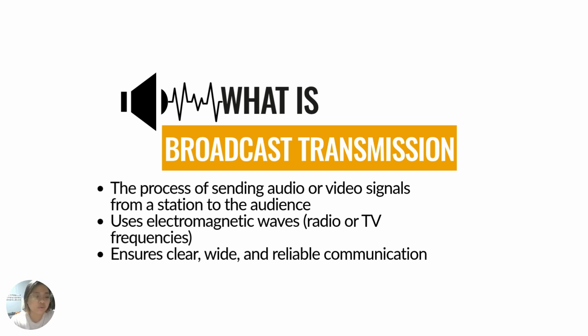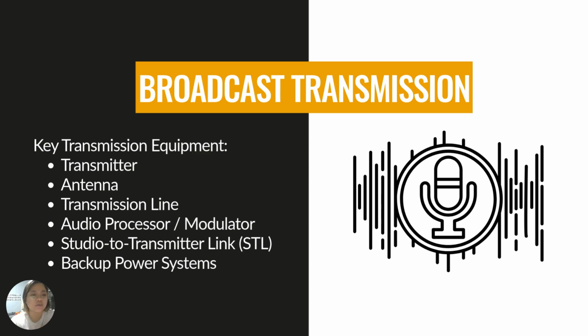Just a brief overview. Broadcast transmission is the process of sending audio or video signals from a broadcast station to the public receivers, like radios or TVs. To make this happen, several types of equipment work together to ensure signal clarity, coverage, and reliability. So here are the main components we'll discuss: the transmitter, the antenna, the transmission line, the audio processor or modulator, the studio to transmitter link or STL, and the backup power systems.